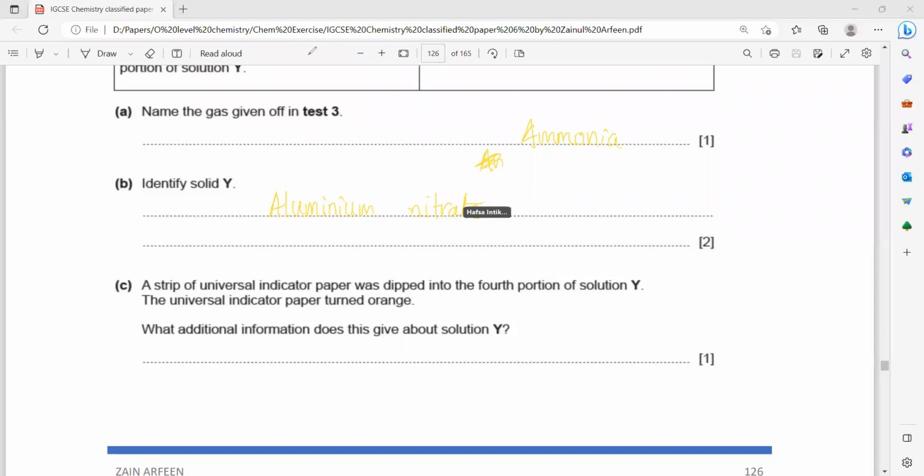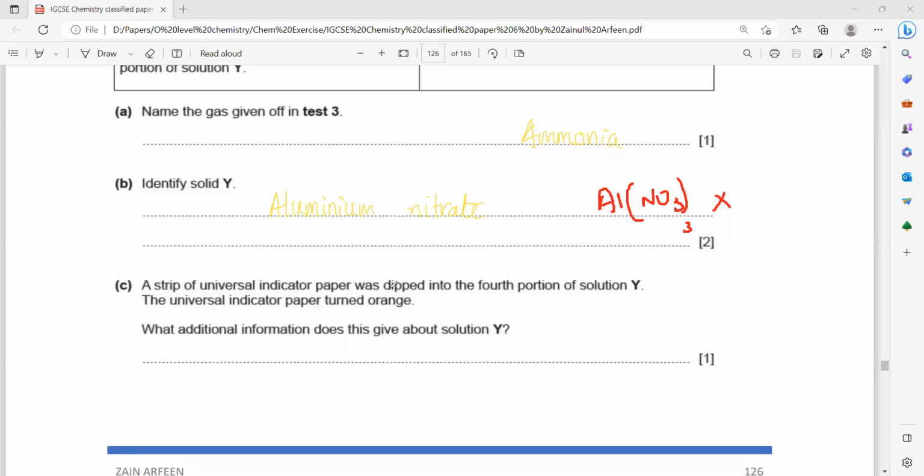It is acceptable to also write the formula of aluminum nitrate. But if you write a formula, then it should be correct. If you write AlNO3, then it is wrong, because it should have the correct formula. Aluminum valency is +3 and nitrate is -1. So it is Al(NO3)3.